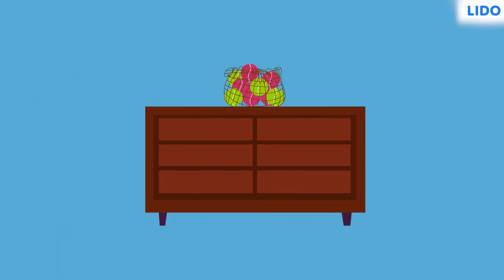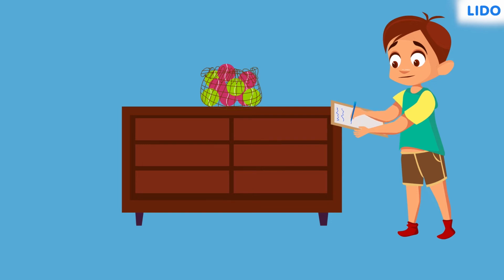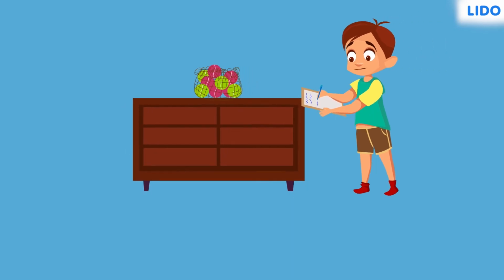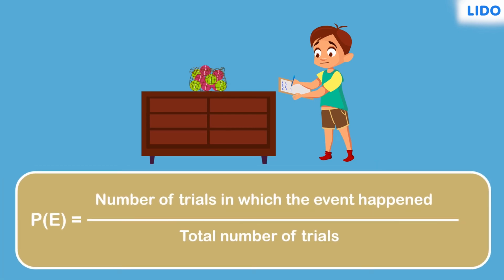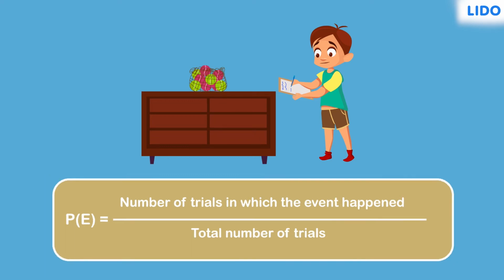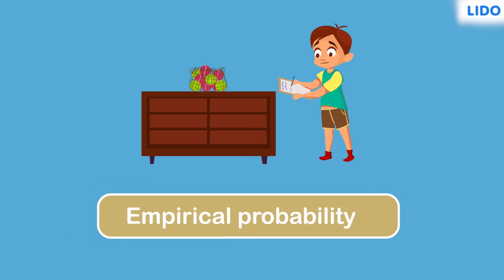Generally, we conduct multiple random experiments and note the outcome of each trial. Using this data, we calculate the probability of a particular event occurring as the number of trials in which the event happened divided by the total number of trials. This is what we call empirical probability.